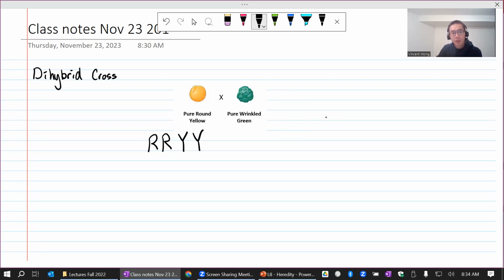Okay. Cross means we're gonna create offsprings between these two individuals, and it's wrinkle and green. So wrinkle is the recessive trait, is the opposite of round. So we're going to use little r, and little y. Okay. So two traits, whether it's round or wrinkle, and whether it's yellow or green.